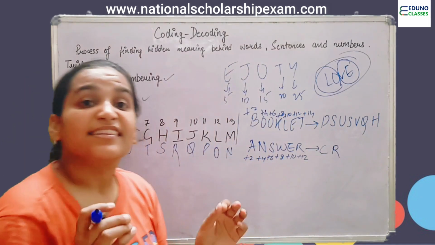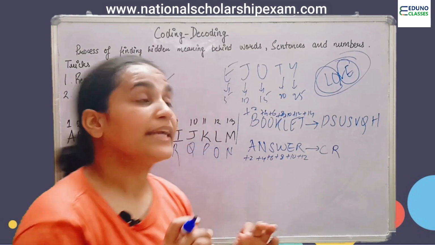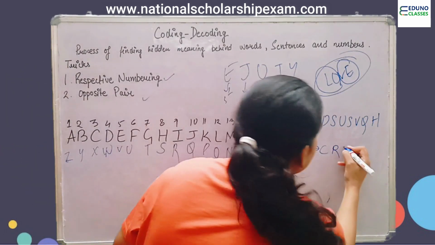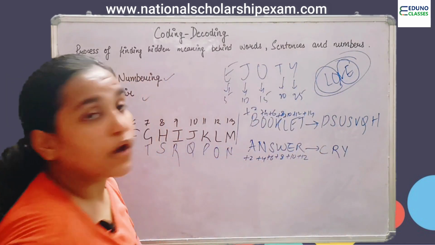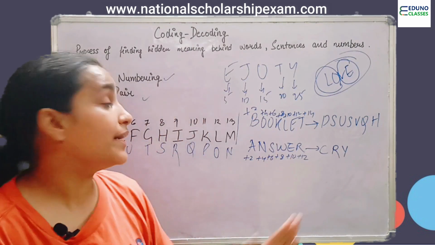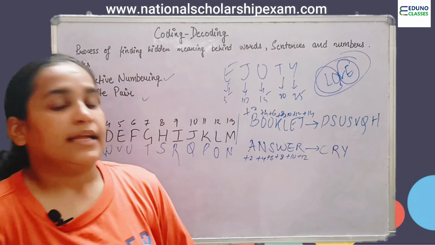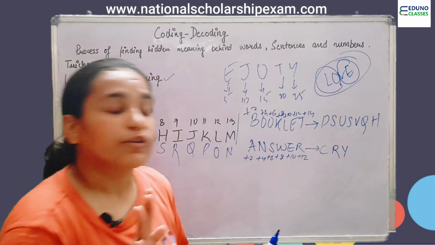Now, S. S is 19. 19 plus 6 gives 25, and 25 is Y. Okay. W. What is W? W is 23. 23 plus 8 will give you 32. So, sorry, 23 plus 8 will give you 31.